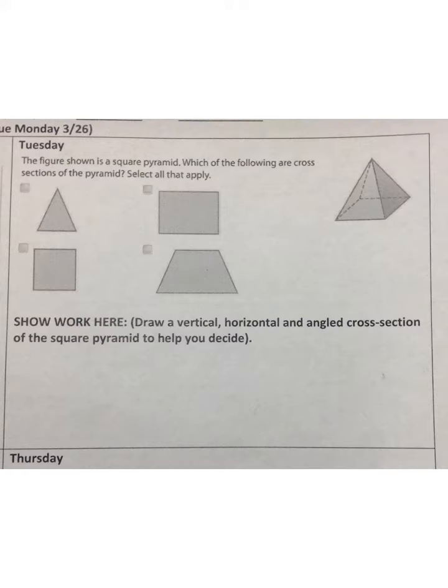Tuesday, the figure shown is a square pyramid. Which of the following are cross sections of the pyramid? Select all that apply. So this means there's going to be more than one answer. My hint: draw a vertical, horizontal, and angled cross section of the square pyramid to help you decide.